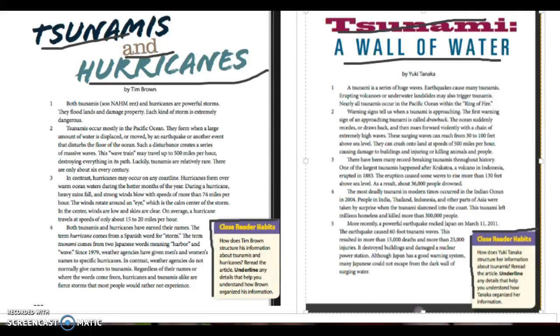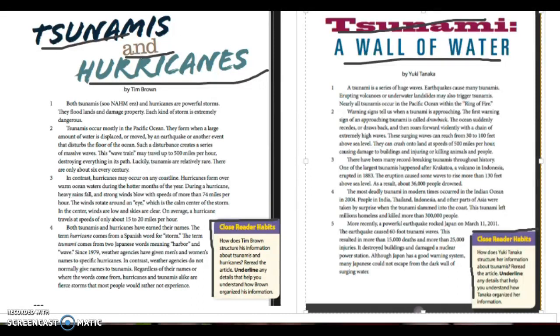Tsunamis occur mostly in the Pacific Ocean. They form when a large amount of water is displaced or moved by earthquake or other events that disturb the floor of the ocean. Such a disturbance creates a series of massive waves. This wave train may travel up to 500 miles per hour, destroying everything in its path. Luckily, tsunamis are relatively rare. There are only about 6 every century.